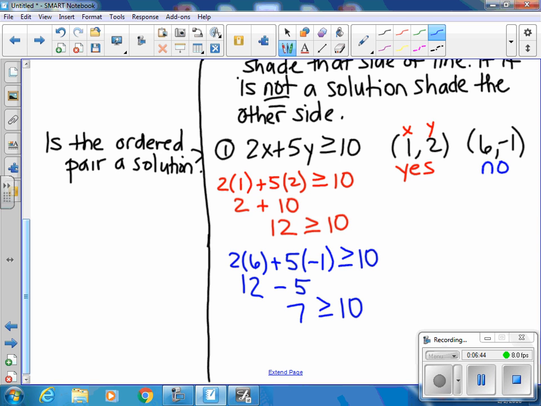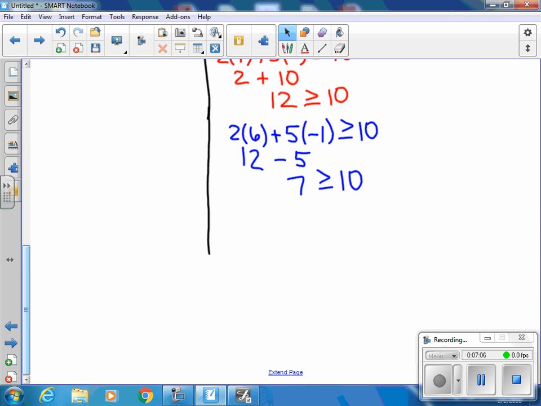So you do not automatically, because you say yes to one, get to say no to the other one. You have to test them all out because it could be that every ordered pair I give you works. It could be that none of them work, or it can be that some of them do and some of them don't. So you have to test them out separately, and they do have to make a true statement before you can say yes or no.